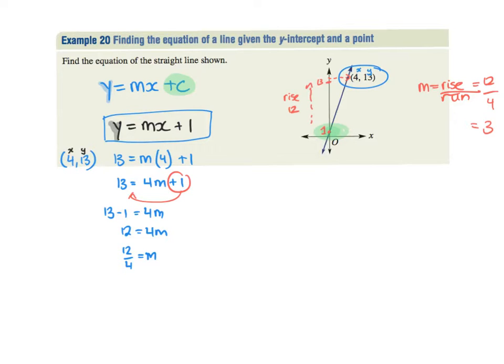Now, they just said find the equation, so we now know, don't forget to answer the final question. So therefore, y equals 3x plus 1. Sorry, we missed, that got rubbed out. Okay, and there's your answer.